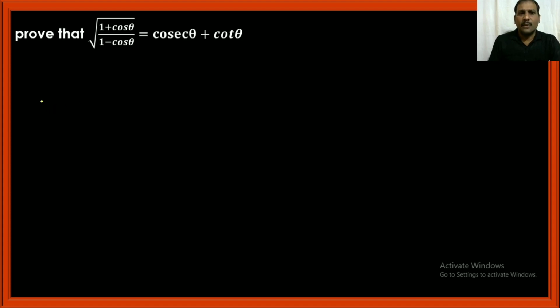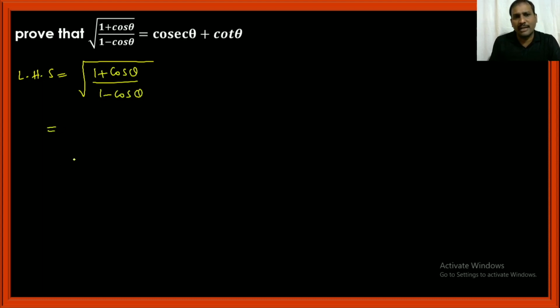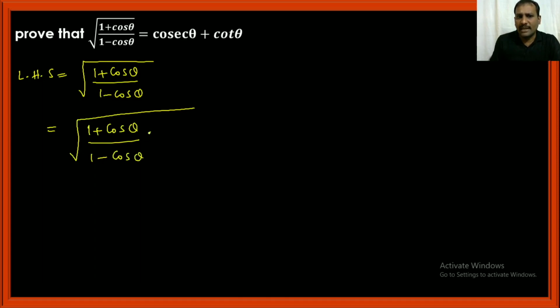Next. Prove that under root 1 plus cos theta by 1 minus cos theta is equal to cosecant theta plus cot theta. So let us take LHS here. What is given? 1 plus cos theta by 1 minus cos theta. So in this type of problems, we have to go with the rationalization. What is the rationalization factor of 1 minus cos theta? Yes, so that is 1 plus cos theta. So multiply and divide it by 1 plus cos theta.